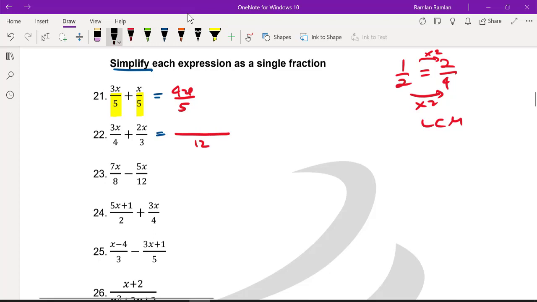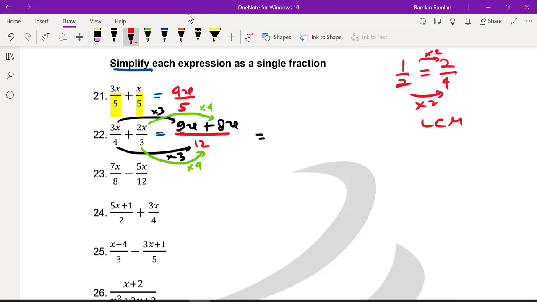So make them so that they have the denominator of 12. Okay, let's do it one by one. Here we go, 4 to 12. We need to multiply by 3 to get 12, so you also need to multiply the numerator by 3. So 3x times 3 is 9x, right? The same thing with this one. For 3 to go to 12, you multiply by 4, so you do the same thing with the numerator: multiply it by 4, and you will get 8x, right? And don't forget, this is addition, so plus over here. Now we just add these two, 9x plus 8x is 17x, and the denominator is just 12.